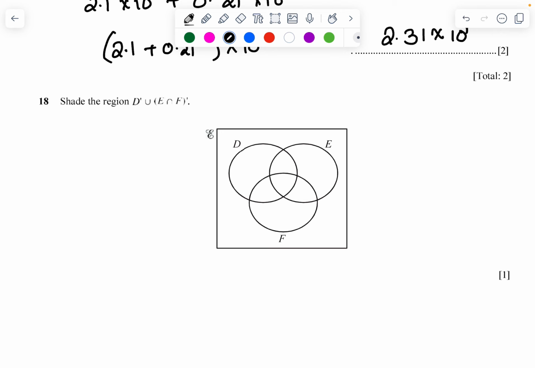Shade the region D complement, E intersection F whole complement. So first of all, E intersection F whole complement and D complement. It should be outside of D. This is the region which is outside of D.